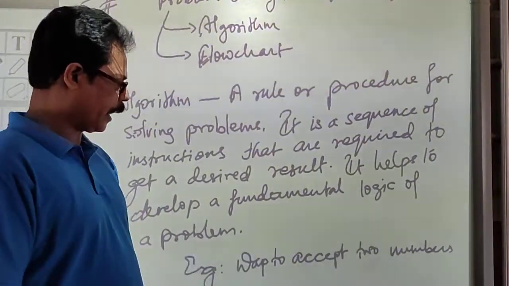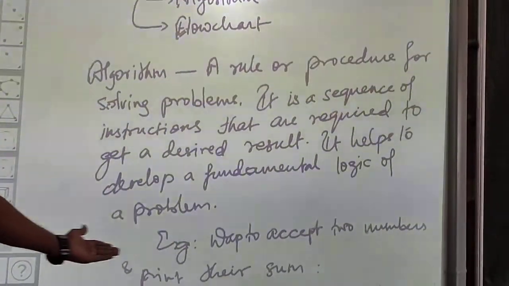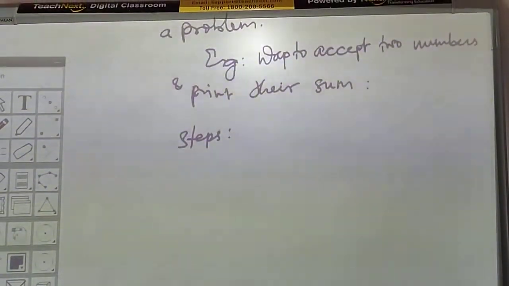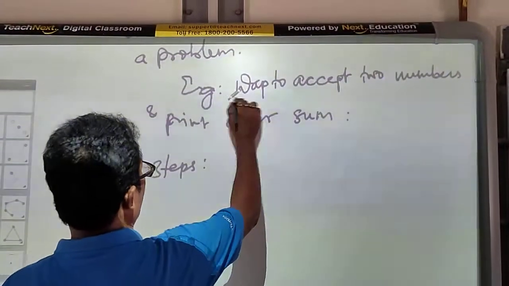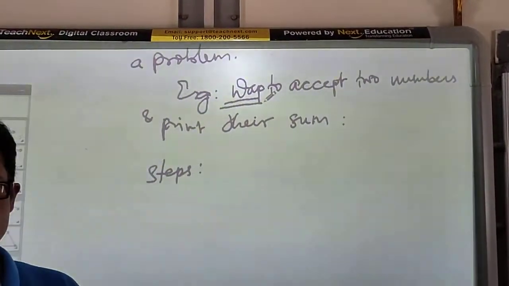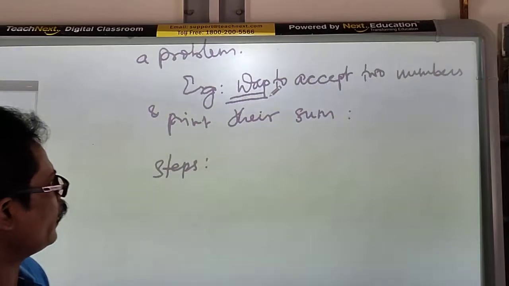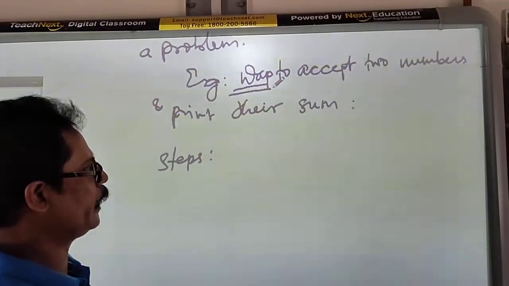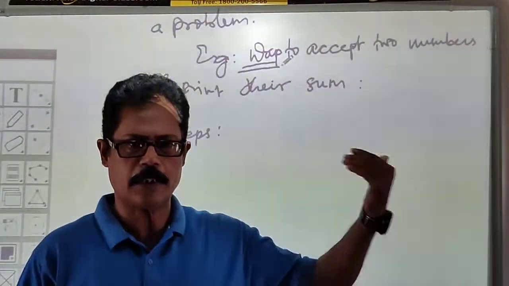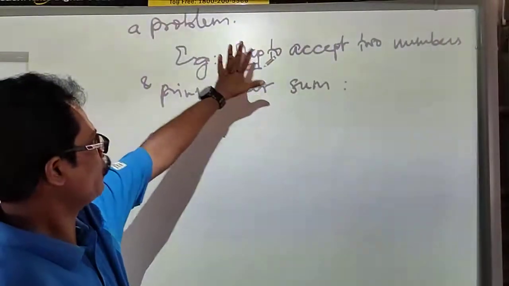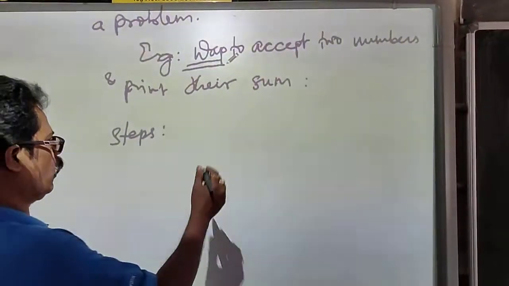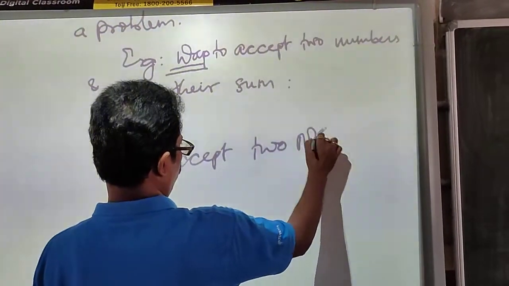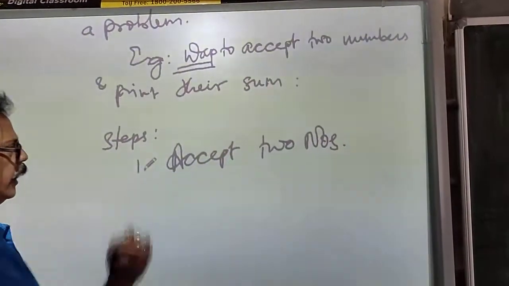I am taking an example over here. Write a program to accept two numbers and print their sum. So what are the steps now? It's not a program, rather write an algorithm. Before writing a program, we need to write an algorithm. So how to write an algorithm here? We will see the considerations a little later, but right now we should know what basically is required. First of all, accept two numbers.